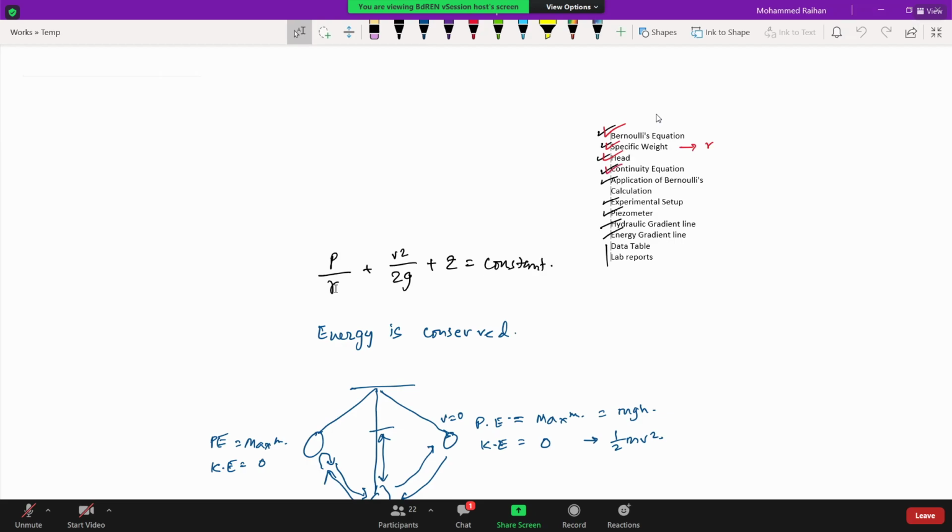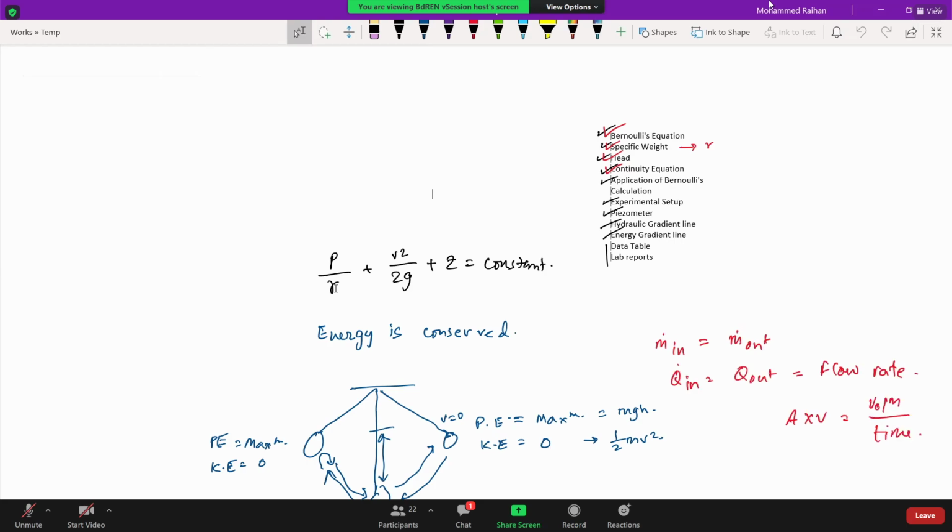Continuity equation is nothing but mass flow in equals mass flow out, or Q in equals Q out. And you know what is Q? Flow rate. What is flow rate? Flow rate is area times velocity, or volume of fluid per unit time. So you learned continuity equations, right?